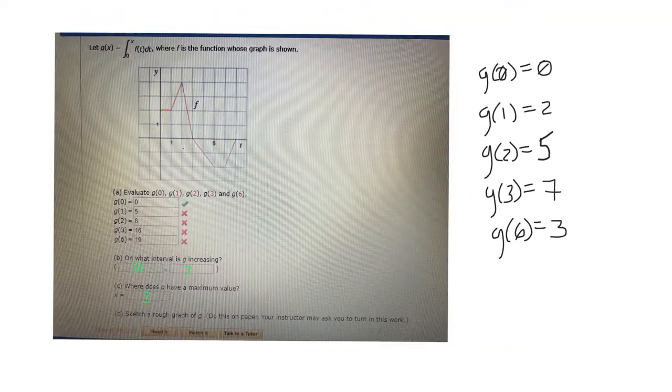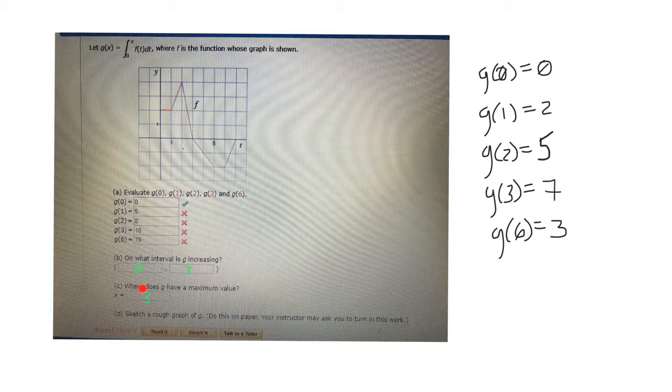In case that's not clear, you can see it with this information. When you're considering g of x and x is 3, that's when the quote-unquote y value is the largest, right? That's the maximum value right there. It's at 7. In other words, another way of interpreting this question, where does g have a maximum value, is to ask: at what x value is the area under the curve of f the largest? Okay, so I'll say that again.